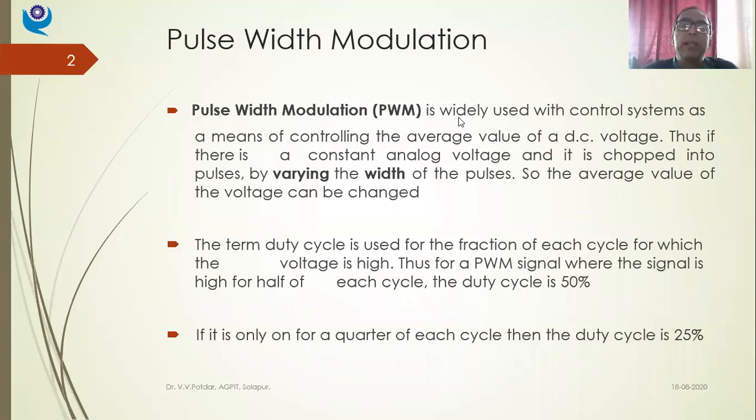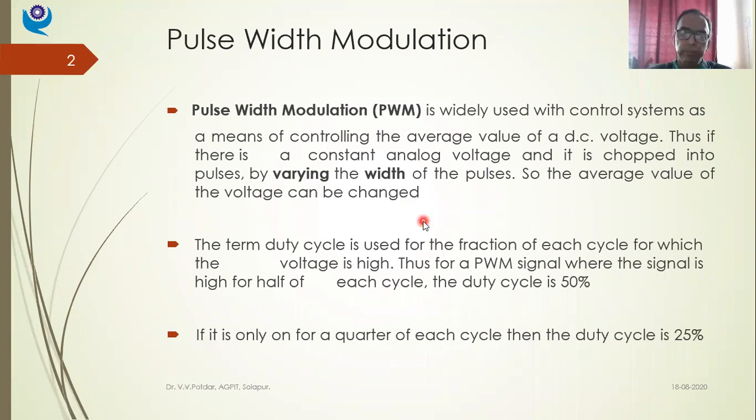Pulse width modulation is widely used with control systems as a means of controlling the average value of DC voltage. Thus, if there is a constant analog voltage and it is chopped into pulses by varying the width of the pulses, the average value of the voltage can be changed. This is what is pulse width modulation.